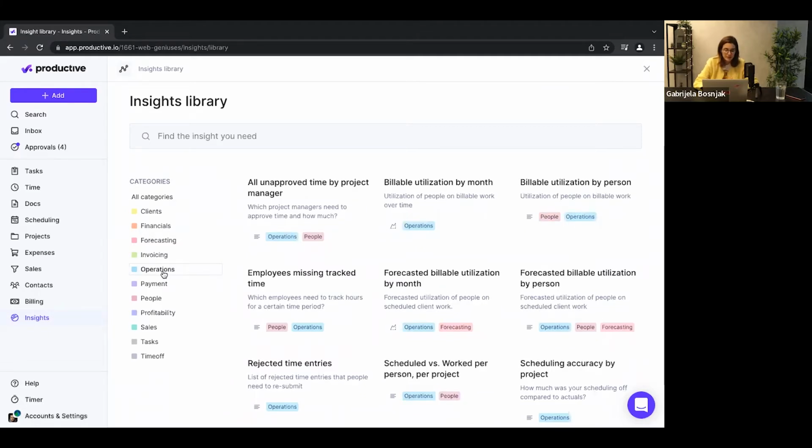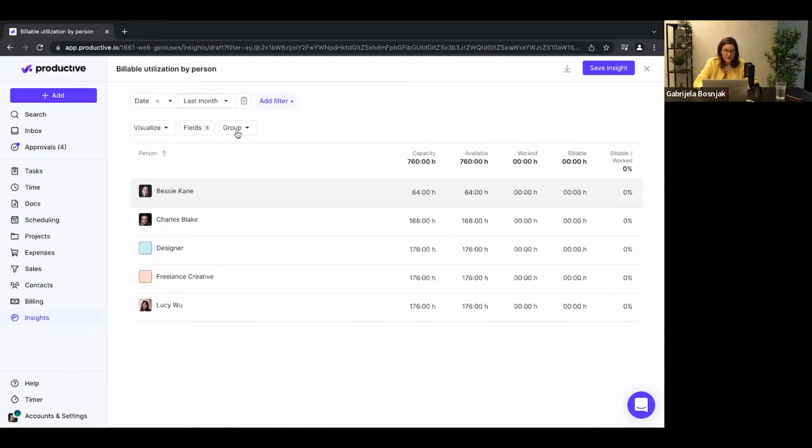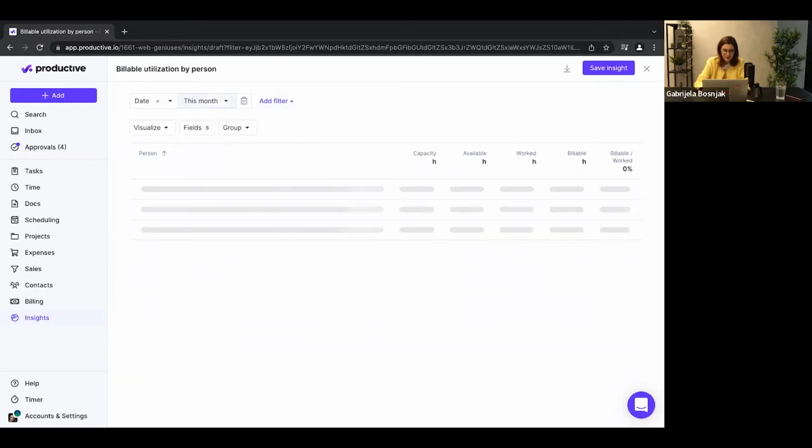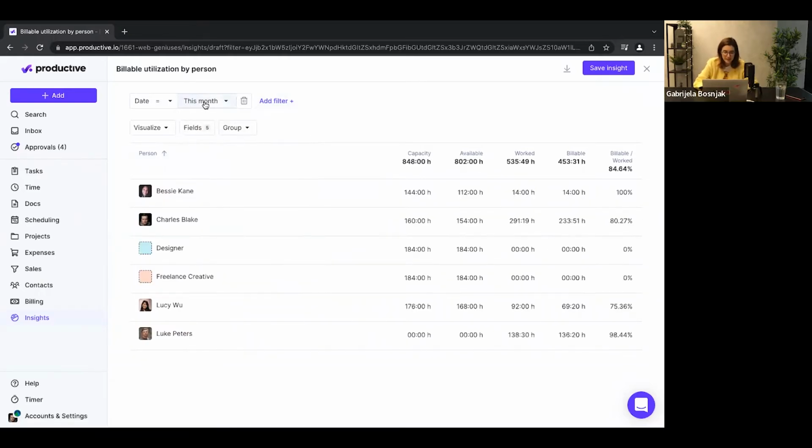And I think one of the key KPIs any agency is tracking is billable utilization, right? So I'm going to click on billable utilization by person. And this is the key report I think any agency would track. And instead of last month, let's focus on this month's data. Okay, so I have changed the date here.